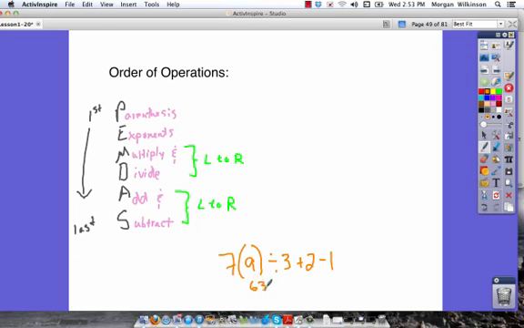So we get 63 divided by 3 plus 2 minus 1. 63 divided by 3 must be 21. 21 plus 2 minus 1. We've got addition and subtraction, so we're working left to right. 21 plus 2 is 23. 23 minus 1 must give us 22. That's one example where we have both addition and subtraction and multiplication and division in the same problem. It's very important that we use the correct order of operations so we get the right answer in the end.